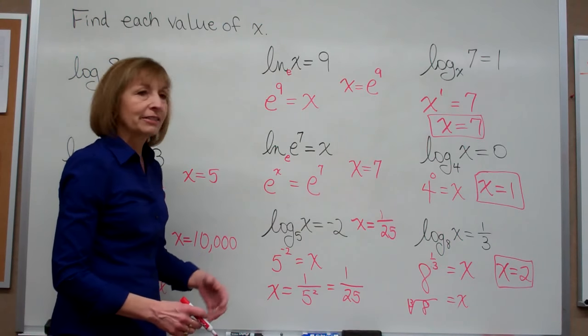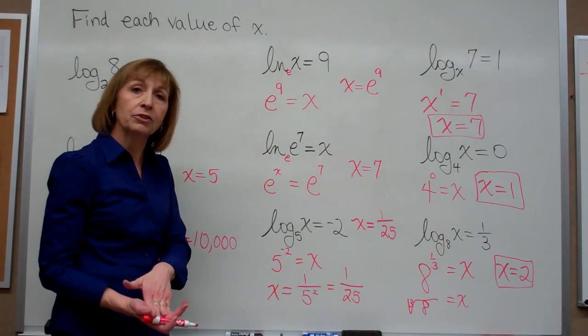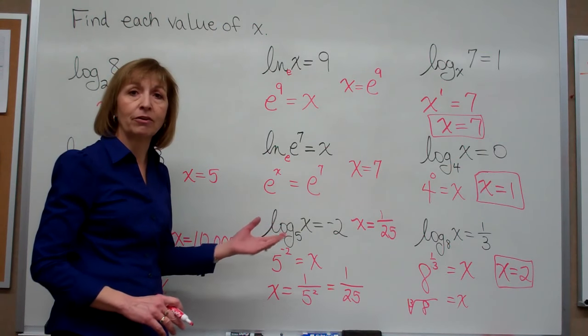And so there are 9 different examples of working with going from logarithmic form to exponential form if necessary in order to find the unknown values of x.